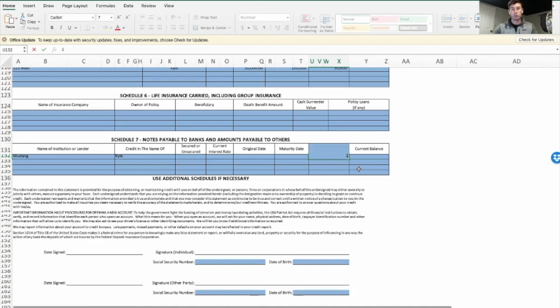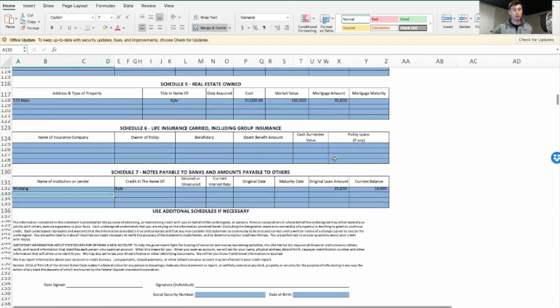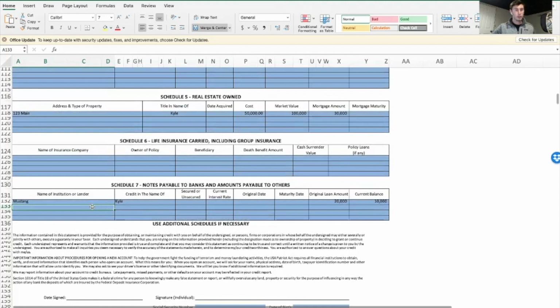Let's say the original loan amount was $20,000. Now the current balance is what actually matters. So let's say we paid it in half. Okay, let's say we have one more.